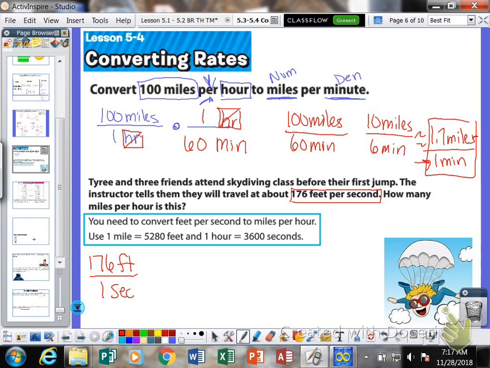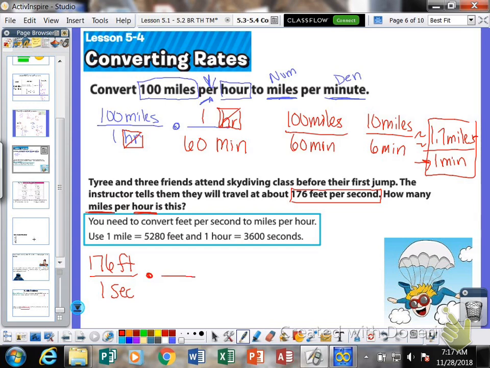Now I need to go to miles per hour. So both of the dimensions have to change. The feet needs to change to miles and the seconds to hours. So the first thing we're going to do is pick one, feet or seconds, and convert, and then do the other one. So we are going to have multiple ratios here. So times another fraction, another ratio.